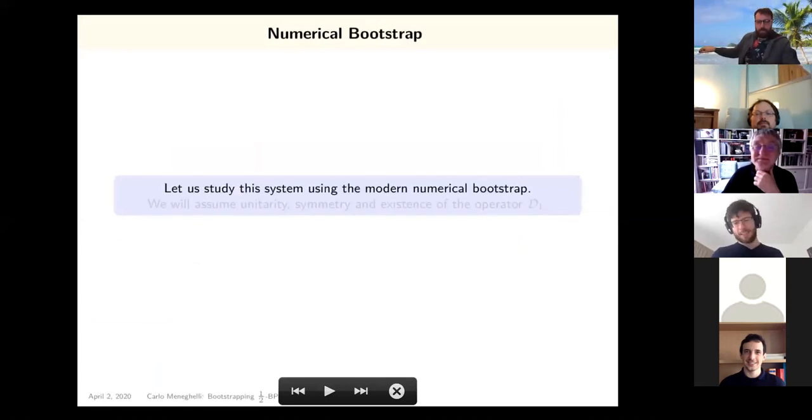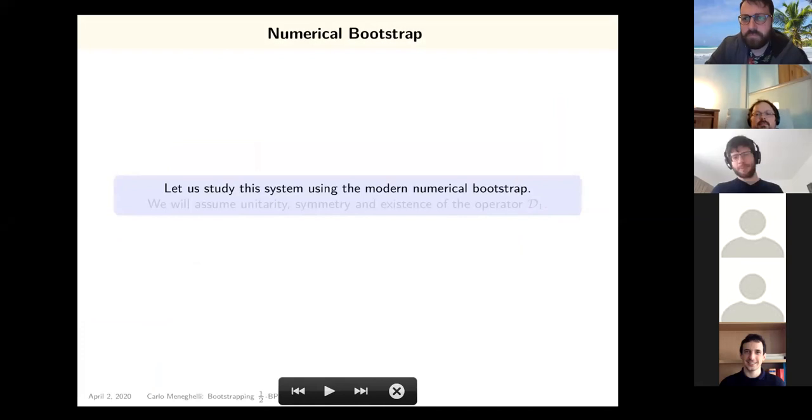So I just reviewed the symmetry of the problem, a bunch of representations, and the eighth BPS Wilson line for n equal 4. And now we'd like to study this system using modern numerical bootstrap.